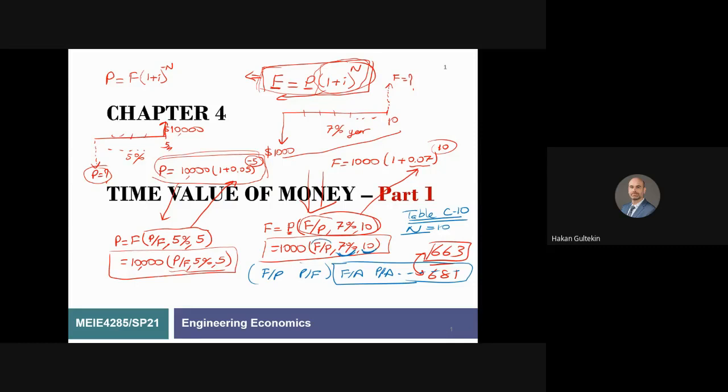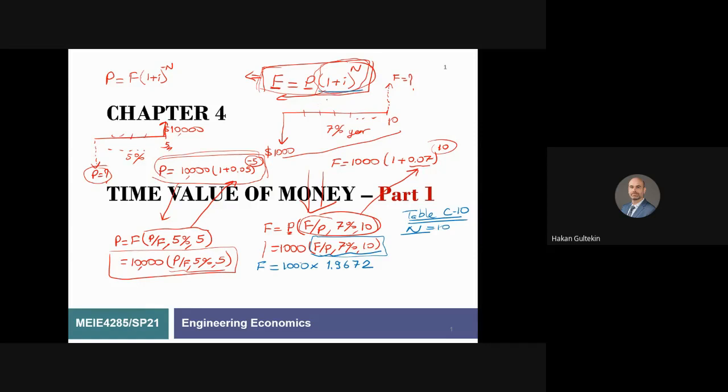Okay? Now look, which factor am I looking at? F given P. So this first column. Okay? So look at the first column and the 10th row. So this factor that we are looking at now is, if you look at the table, 1.9672. Okay, so we simply multiply this value with 1000 to find the future value. That's it. Instead of using this factor, you can just use this formula and say that, okay, this is 1 plus 0.07 to the power 10 multiplied by 1000. And when you use your calculator to calculate this value, you will obtain this one.